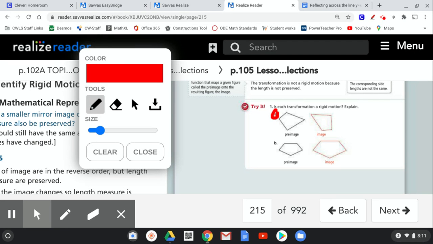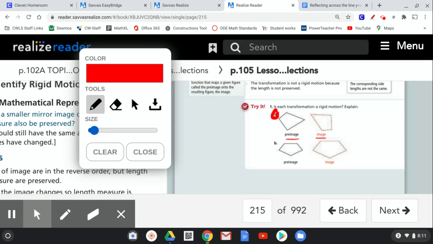If you look at the first one, A, the figures look like they're the same. The important part that I wanted to talk about is that we have this pre-image and image. The pre-image is the original object. The image is the object after it's been transformed in some way, after it's been rotated, reflected, or translated.